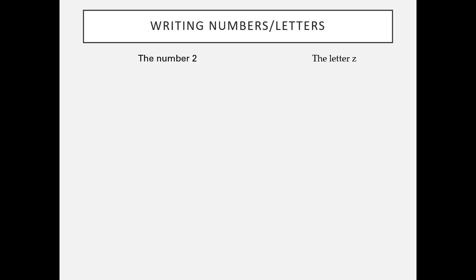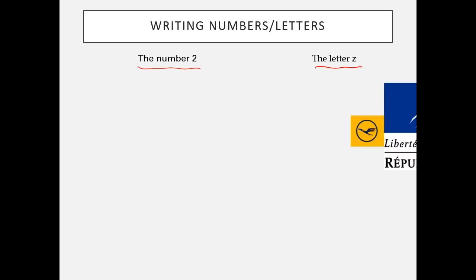Okay, we're going to be looking now at, first of all, how to write numbers and letters, and you'll notice a difference between these two. For example, here I've got the letter Z and the number 2. Well, what's the difference between them? Well, one is 2, the other is Z, but I'll give you a bit of a hint.